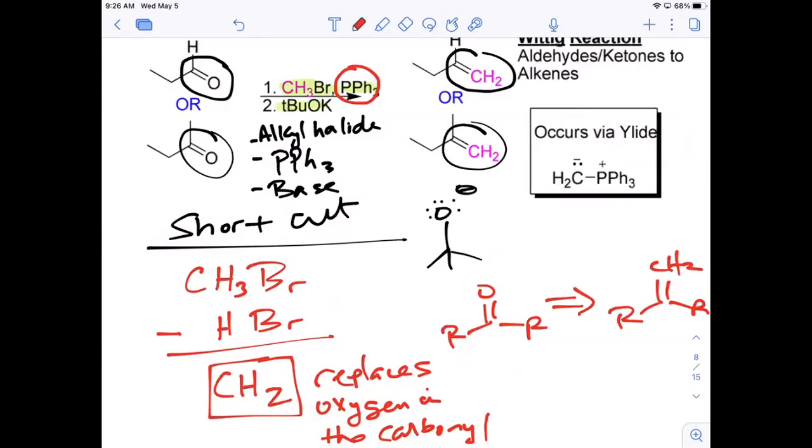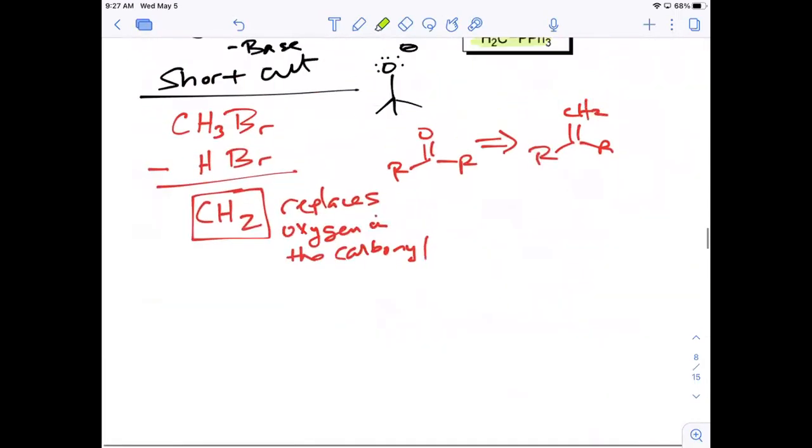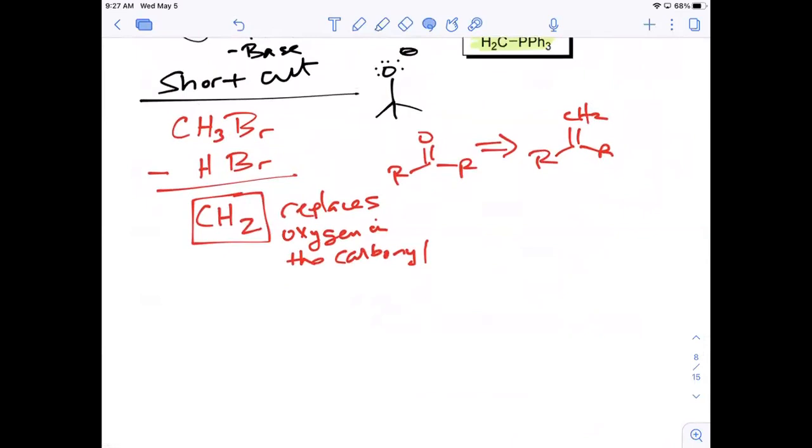All right, so this happens through what we call an ylide. That's this species down here. It's two atoms adjacent, one positive, one negative. So opposite charges, but they're adjacent to one another, right? But before you can do the reaction, you've got to make the ylide. So let me see, I've got room. I'm gonna shrink this.